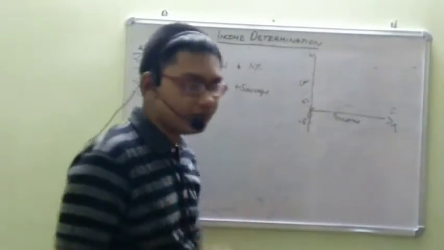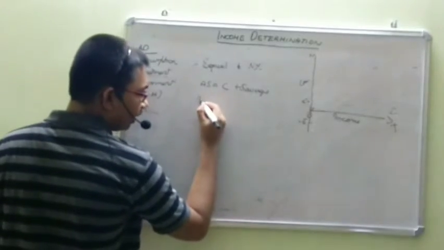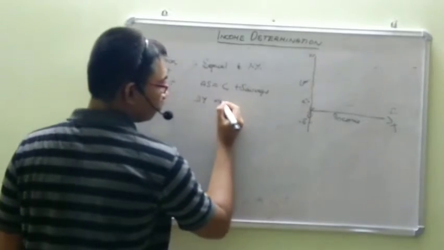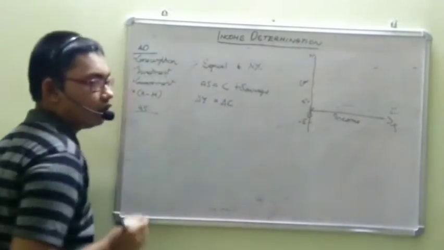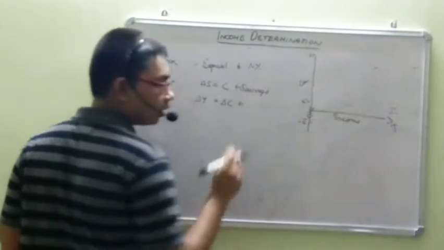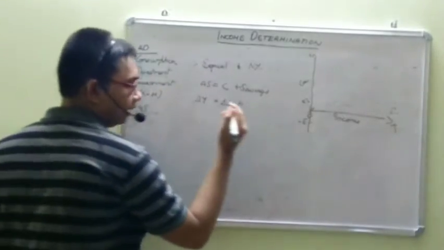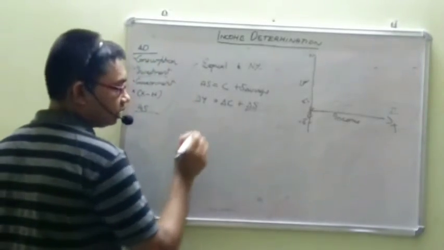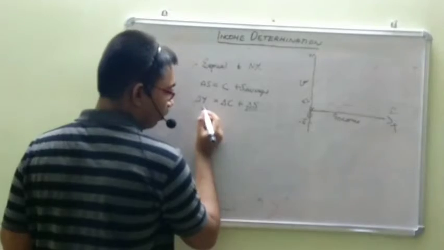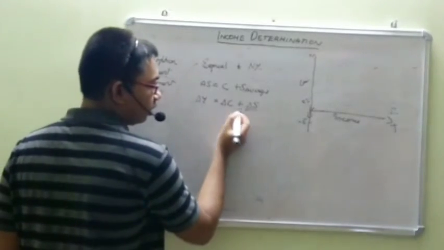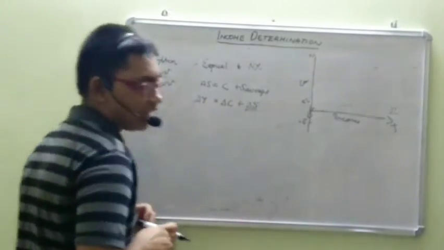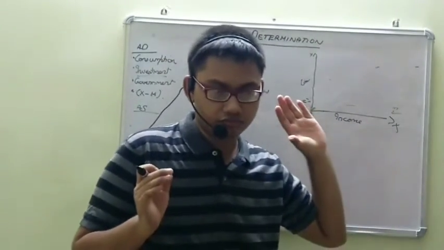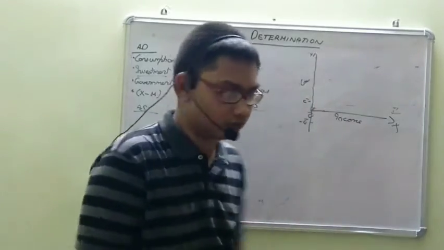Now, even in additional income, when delta Y takes place, some delta C will also take place. Plus whatever addition is there, whatever is remaining, that will have to be saved. So what will be savings? Delta Y is equal to delta C plus delta S. Whatever additional income is taking place, some of it will be consumed and some of it will be saved.